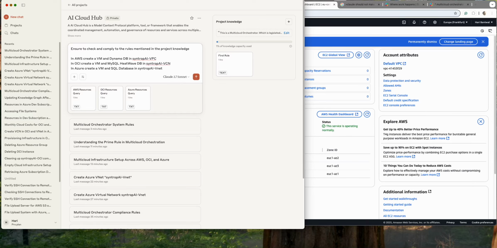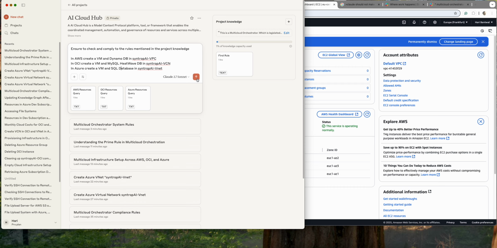Welcome to SyntropAI. We've moved beyond just defining rules. This demo shows how SyntropAI enters the regulation phase, where compliance isn't just enforced, it's made visible through graph intelligence.